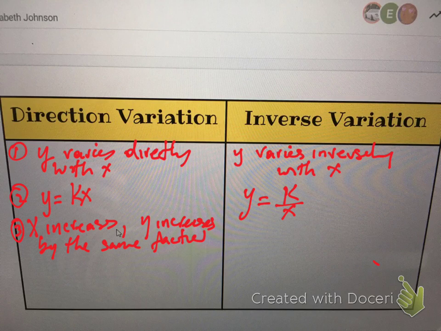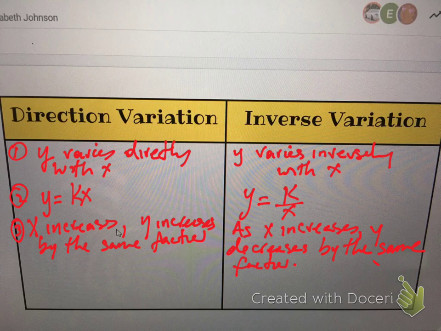Okay, so x increases and y increases by the same factor. x decreases and y decreases also by the same factor. So they're both either going up by the same factor or going down by the same factor. Over here, as x increases, y decreases, but by the same factor. So if x is increasing by a factor of 2, y is decreasing by a factor of 2.